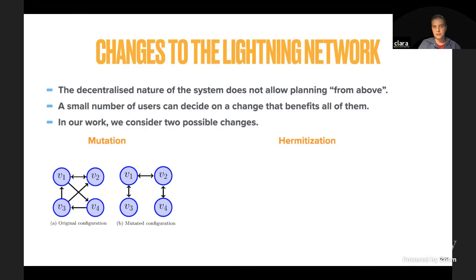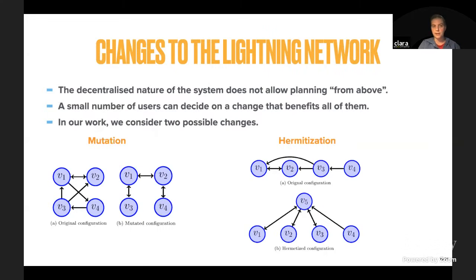Another change that we're assuming could happen, we're calling hermetization. And this is, again, we have, say, 4 vertices doing their thing, and then a 5th vertex comes in and says, okay, guys, if everybody is going to transact through me, you're going to save a lot of money. So as a business plan, V5 is going to take half, and the other savings are going to go between all of them. So not only is this not going to be expensive, you're actually going to save money, and all of us are going to be happy. So these are the main 2 changes that we're going to allow inside of the Lightning Network.